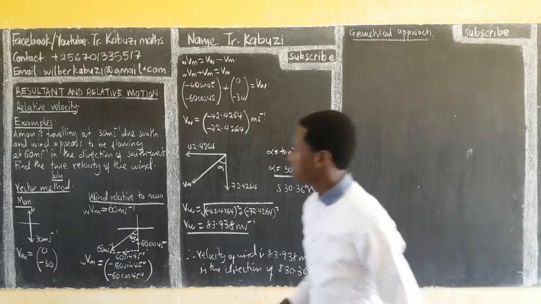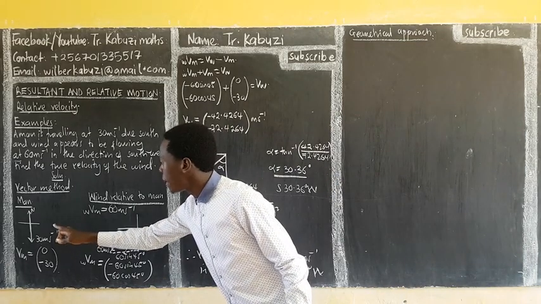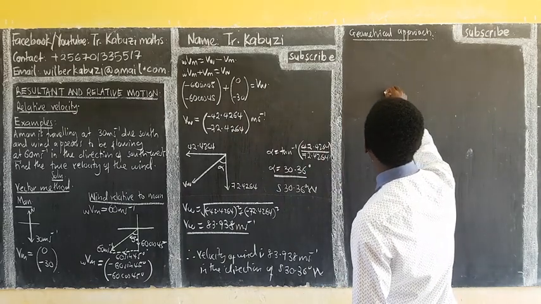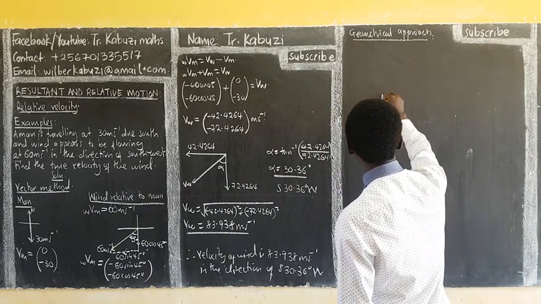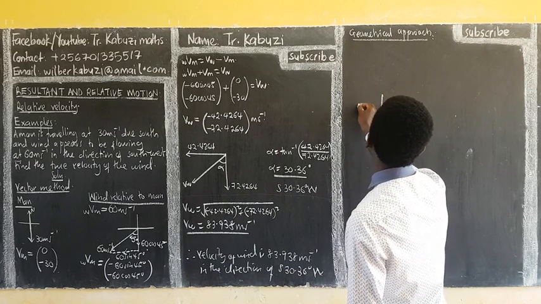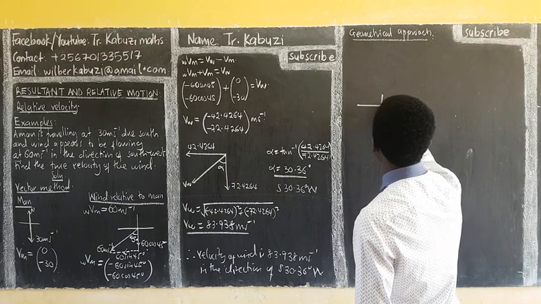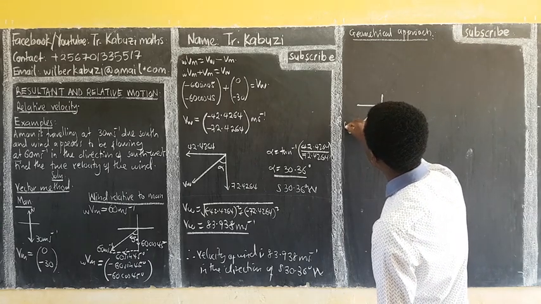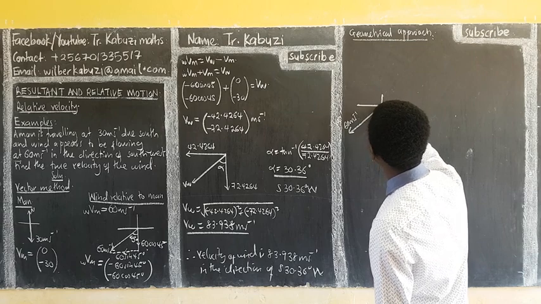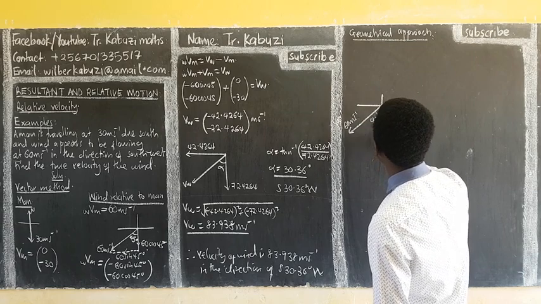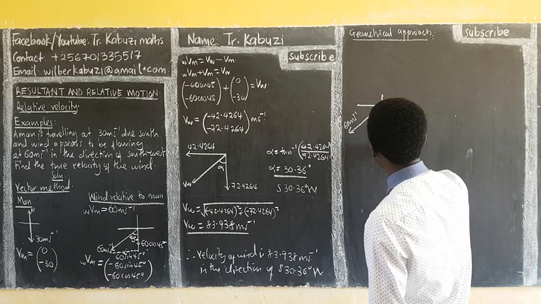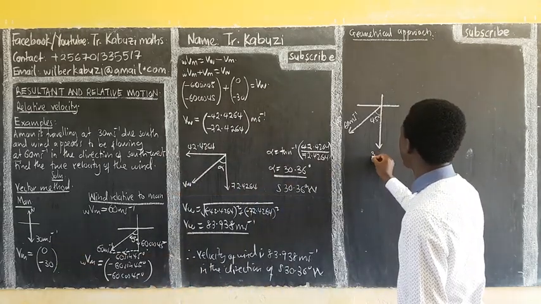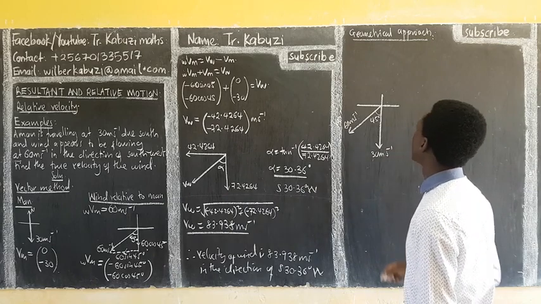Now the geometrical approach, we first draw a compass combining this and this. So see, if I draw that compass, I'll be having something like this. So that's my compass. I have this one, is going to be 60 meters per second. This one is going to be 45 degrees. And then this one is going to be our velocity of the man, which is 30 meters per second.